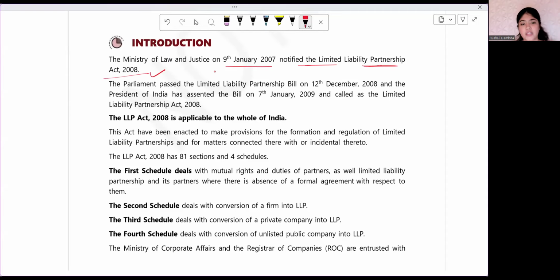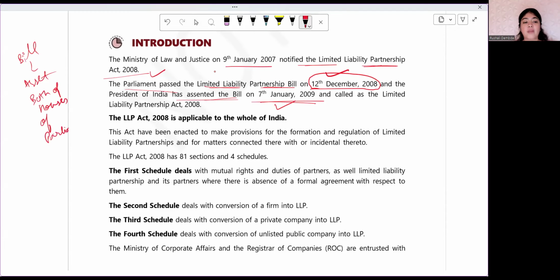the financial year 2008. The Parliament passed the Limited Liability Partnership Bill on 12th December 2008. So it was passed as a bill. When a bill is passed, then it becomes an act. And the President assented to the bill on 7th January 2009. We have seen in the first chapter that when a bill is proposed, the assent of both the houses of Parliament is required, and the President's assent is also required.